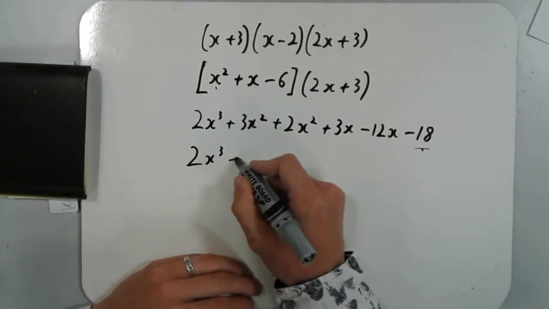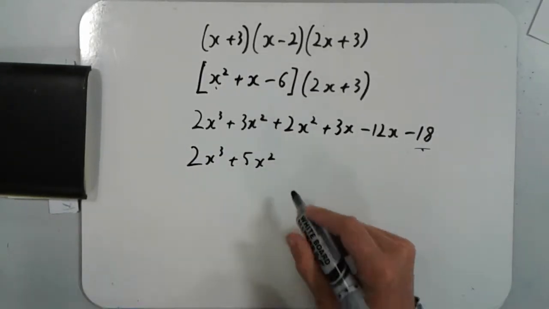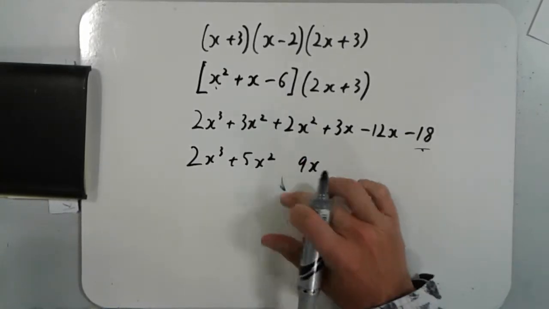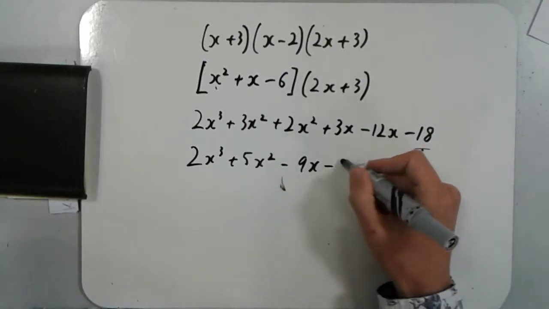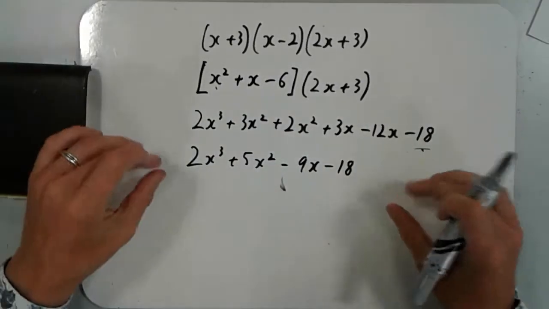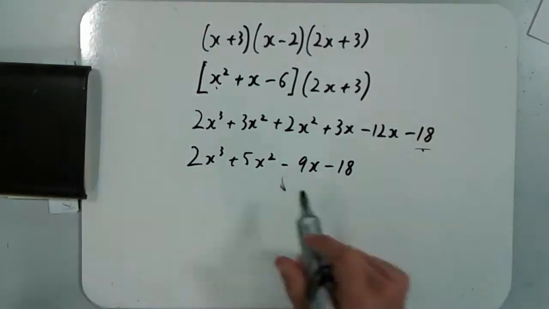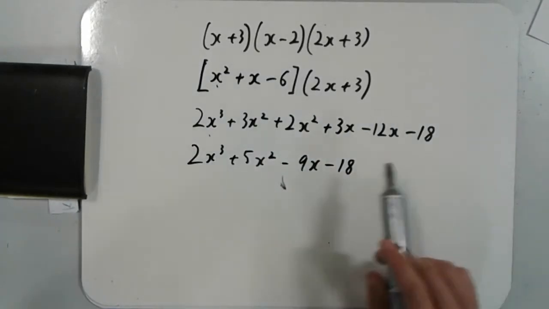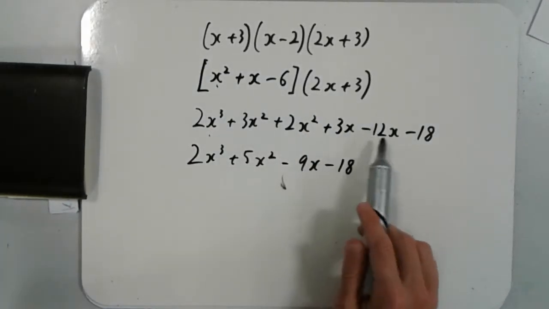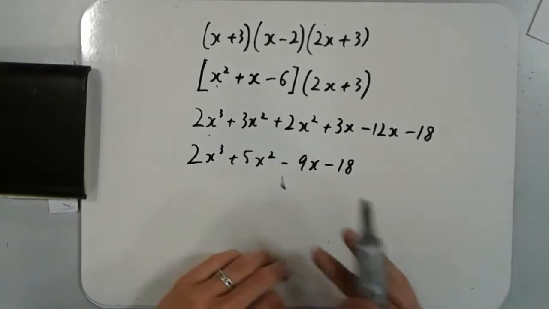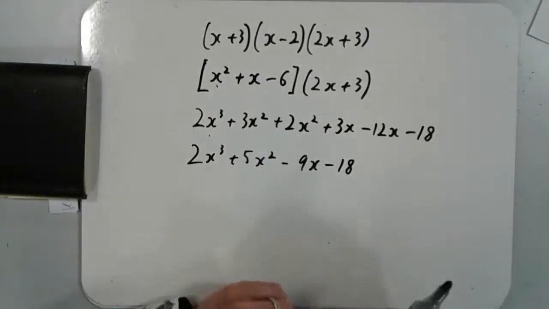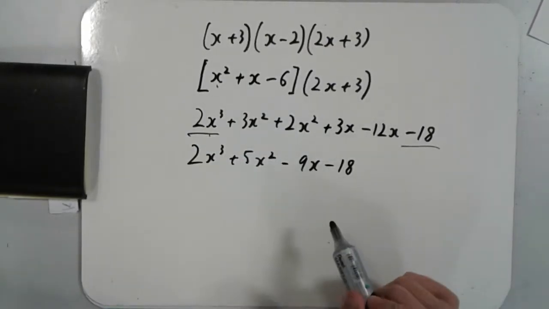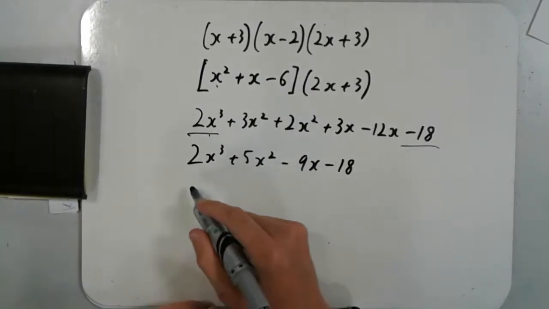2x cubed plus 5x squared minus 9x minus 18. So that is how we would expand a cubic, noticing that there's only one way to get a cubed term and only one way to get a constant term, but two ways to get x squared and linear terms. So what we're now going to do is run that process backwards, and use the hints we got there, particularly about this term and that term, in order to reverse engineer the factors.